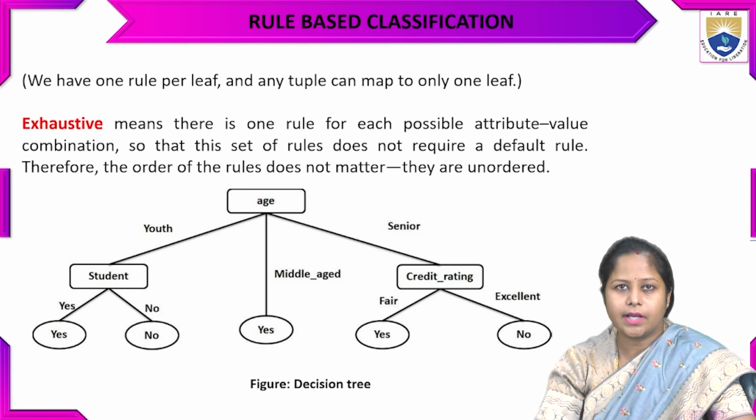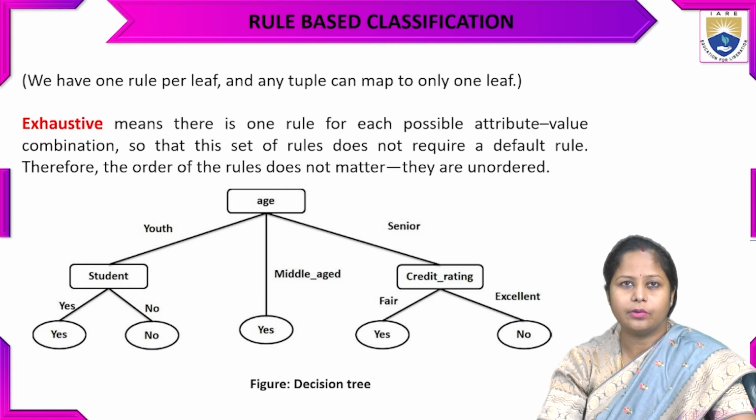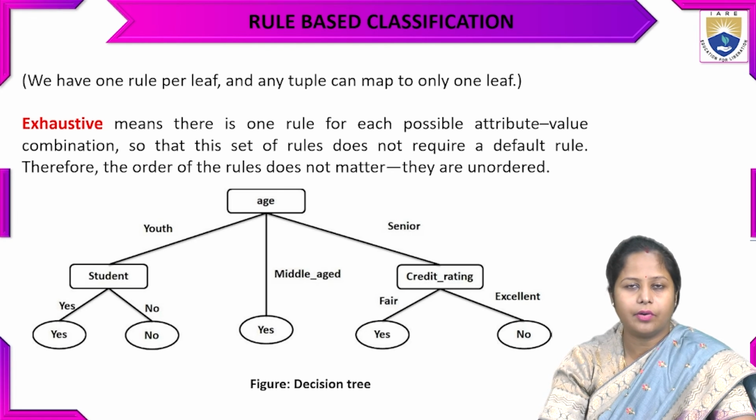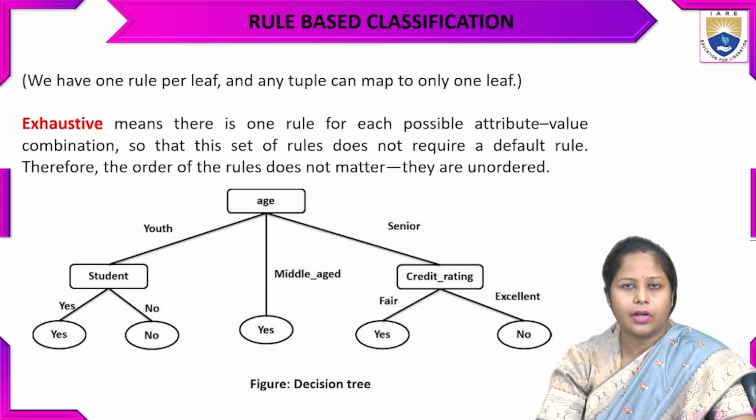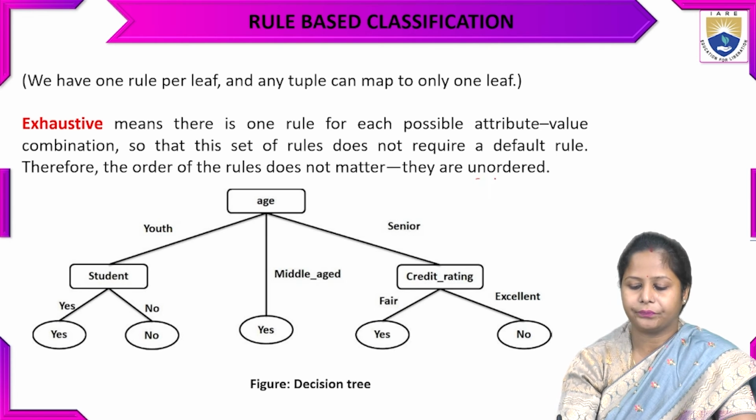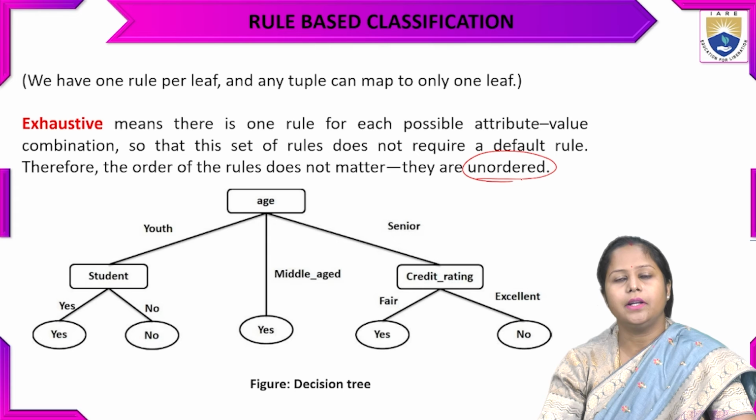Exhaustive means there is one rule for each possible attribute value combination, so this set of rules does not require a default rule. Therefore, the order of the rules does not matter. They are unordered.